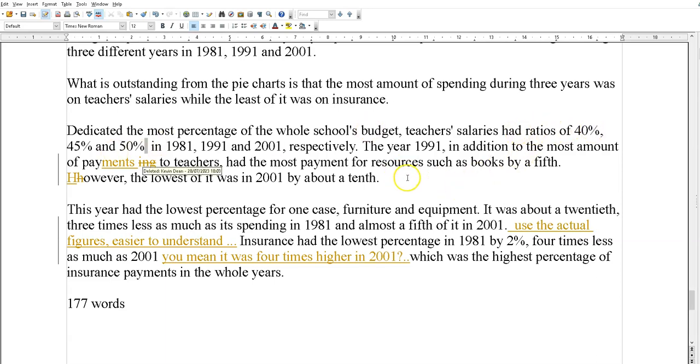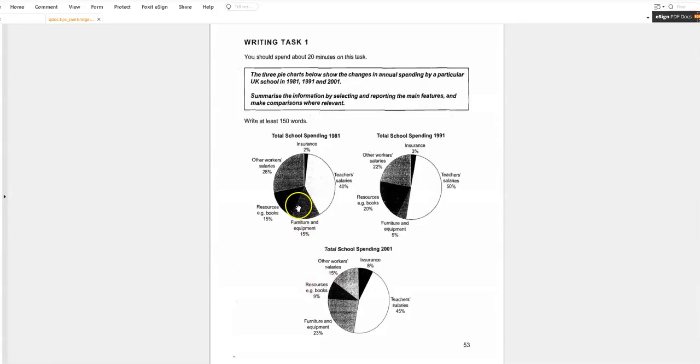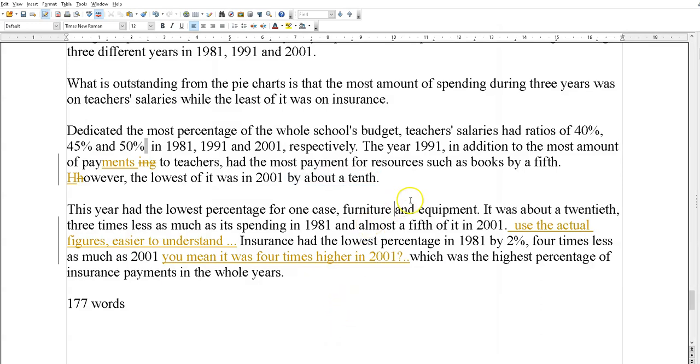Ratios of 40%. So that's slightly awkward in terms of the phrasing. The year 1991, most resources for book. So I'm not sure why you've compared that with that by a fifth, by about a tenth. Now, you've got the precise percentage here, so why not use it? There's no real need to not use the actual figures and data. That's what it's for. So, it was about a 20th. So what, about a 20, what, you mean 20%? What's that? 3 times less as much and almost a fifth.